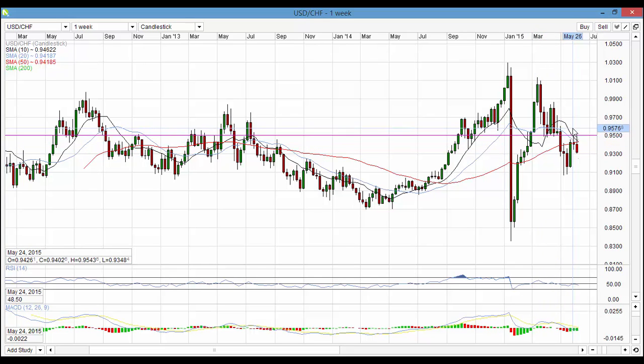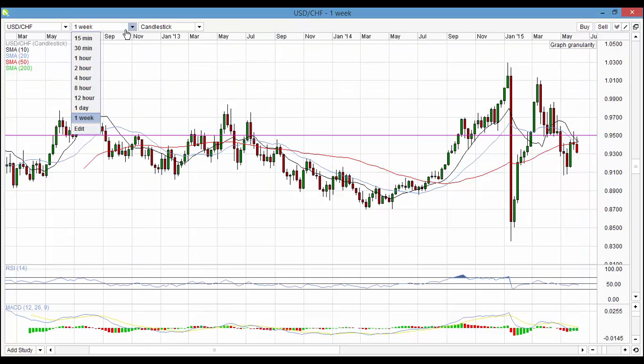We have a rejection candle off this level, and currently this week we broke the low of this rejection candle of this previous week and looking quite bearish to test again this level of 91. Let's take a look at the daily.